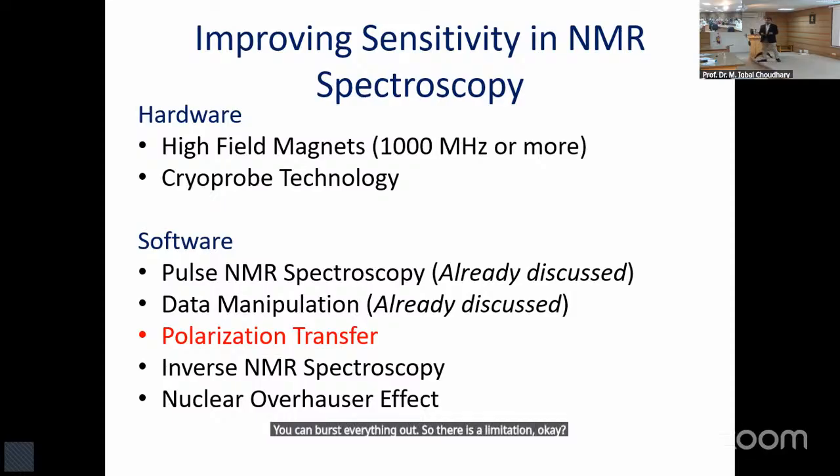Okay, but so far we already have a commercially available 1.2 gigahertz, 1,200 megahertz machine. Right? And remember, this is the proton frequency of the NMR spectrum. It is about a 22 or 23 Tesla machine. And then cryoprobe.